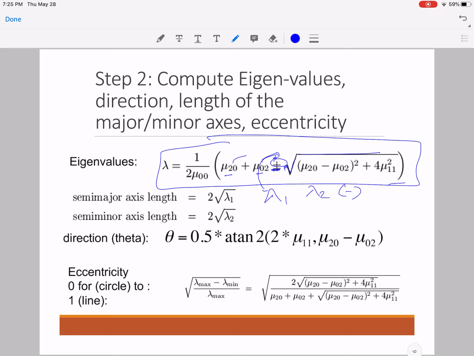The half length of the major axis is given by this form right here, 2 times root of lambda 1, and the length of the semi-minor axis is obtained by 2 times root of lambda 2. And the direction in which the data is spread is obtained by using this formula. Theta is equal to 0.5 times atan2, where atan2 is a MATLAB function, of 2 times mu11, comma mu20, comma mu02. So linear algebra has given us all of these formulas, and we are not going to go into the derivation of those aspects because not everyone may be familiar with linear algebra in our class.